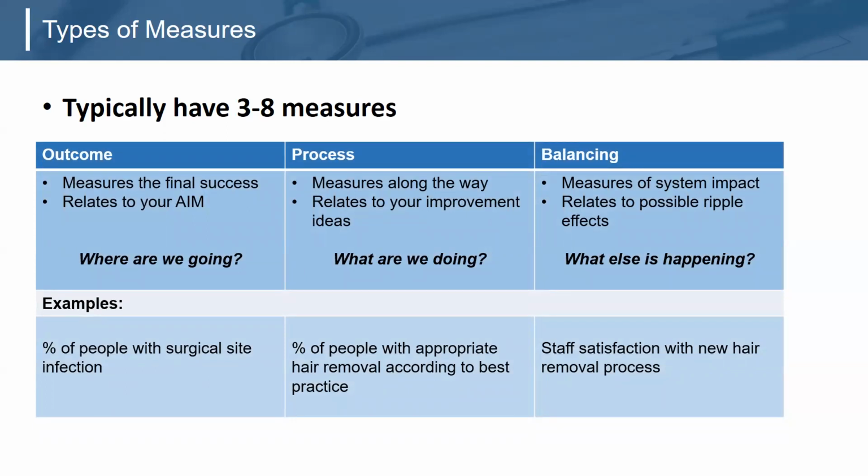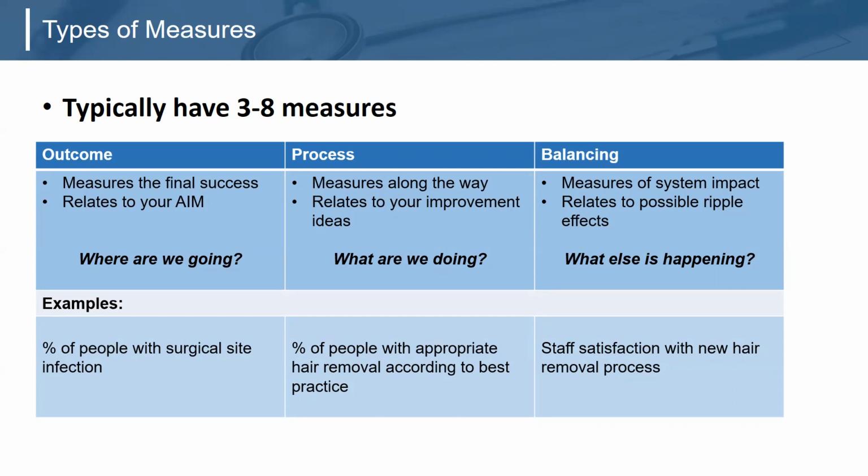An outcome measure is related back to your aim statement. If you think about your aim statement, what is your goal for the project? What are you trying to accomplish at the end of the day? Where are you going essentially with your project? If we use an example from the OR of surgical site infections, if our overall outcome is to reduce the number of surgical site infections, then measuring the percent of people that get surgical site infections would be an outcome measure. That's where we're going with our project.